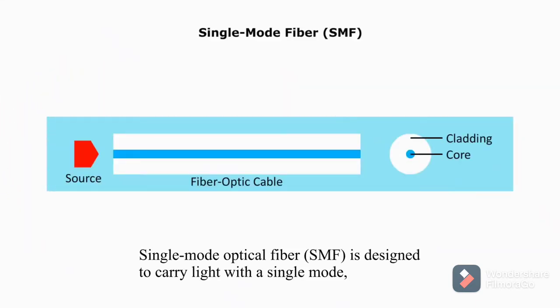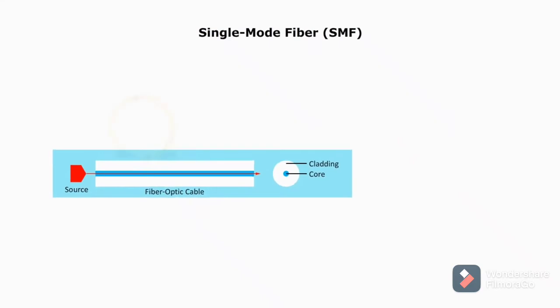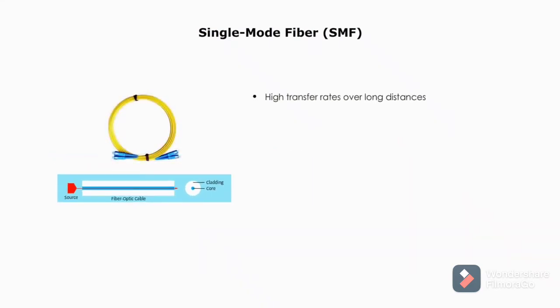Single-mode optical fiber is designed to carry light with a single mode, which means that the light wave travels in the same way or in the same pattern, and that gives us a single ray of light. There are some features of single-mode fiber. Single-mode fiber can offer high transfer rates over long distances.